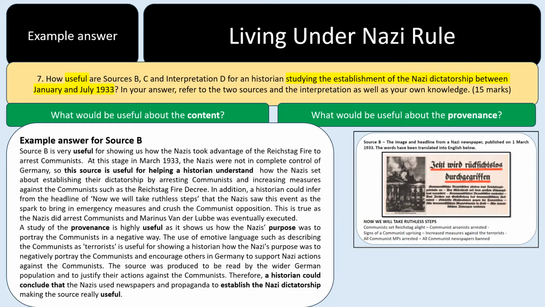The study of the provenance is highly useful, as it shows us how the Nazis' purpose was to portray the communists in a negative way. The use of emotive language, such as describing the communists as terrorists, is useful for showing a historian how the Nazis' purpose was to negatively portray the communists and encourage others in Germany to support Nazi actions against the communists. The source was produced to be read by the wider German population and to justify their actions against the communists. Therefore, a historian could conclude that the Nazis used newspapers and propaganda to establish the Nazi dictatorship, making the source really useful.